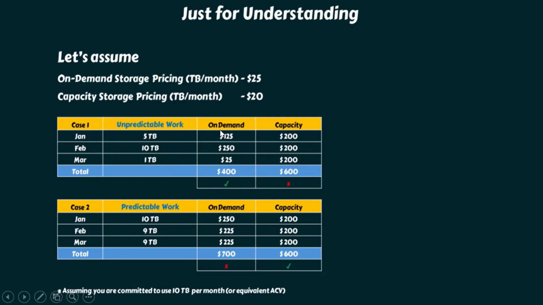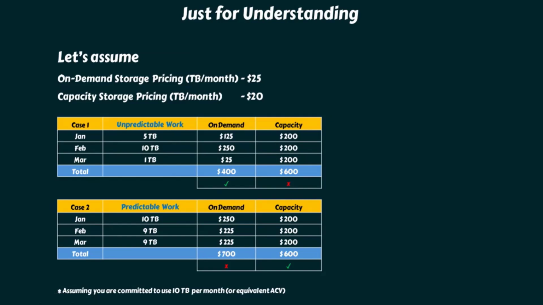But with capacity storage of 20, it is fixed, there is no change at all. Every month it will be 200 only, which means we are wasting money here with capacity storage. So we should select on demand if I have unpredictable work, unplanned storage where suddenly my data increases. Go with on demand as postpaid.